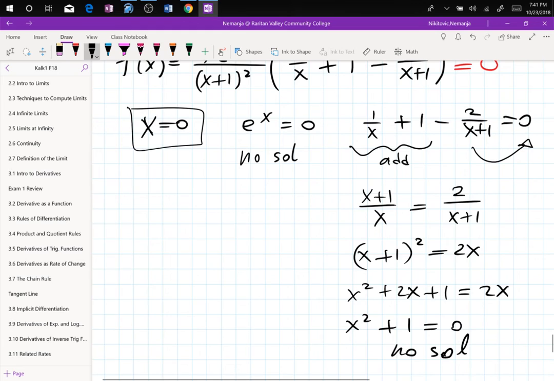Yay. Because it's quadratic, you can't factor it, right? Square root of -1 is complex. x equals 0. That's our inflection point, to go ahead and partition around x equals 0.